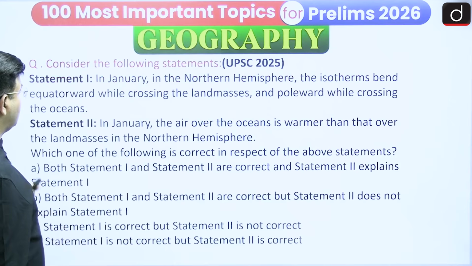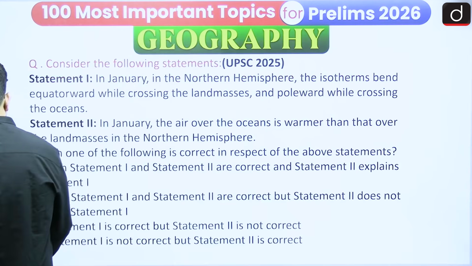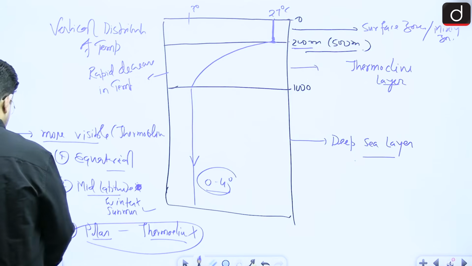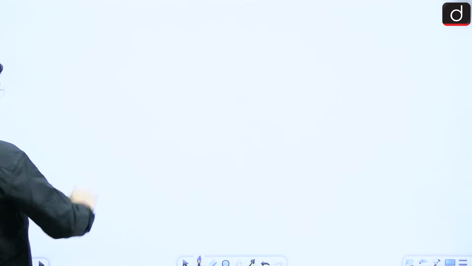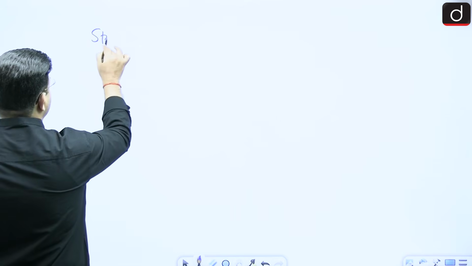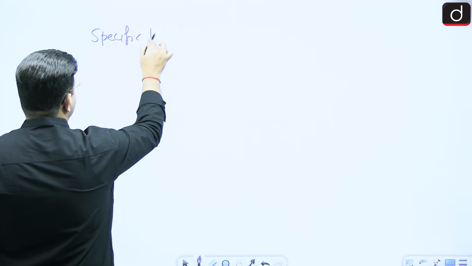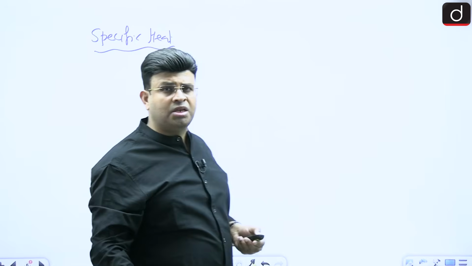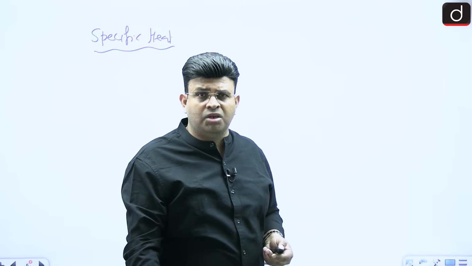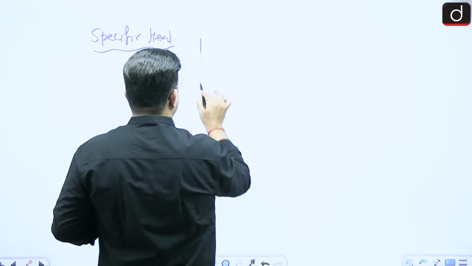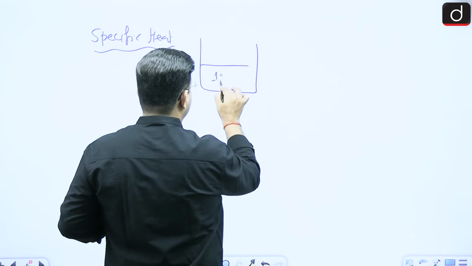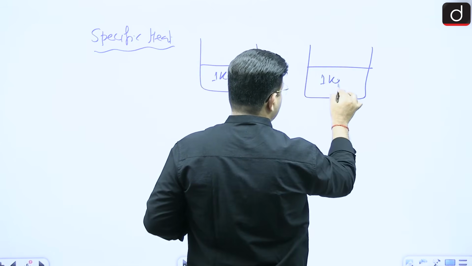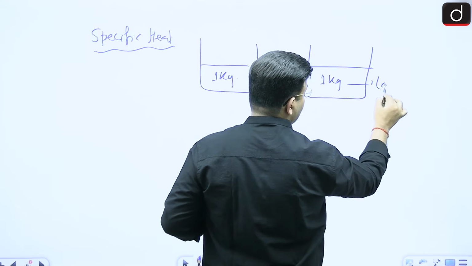Now another one, we are going to see another. For this question we have to understand one part. It is very much important that here it is about specific heat. Specific heat is talking about the amount of heat required to raise the temperature of 1 kg of water. So you can say 1 kg of water is there, and another, I said, 1 kg of land.